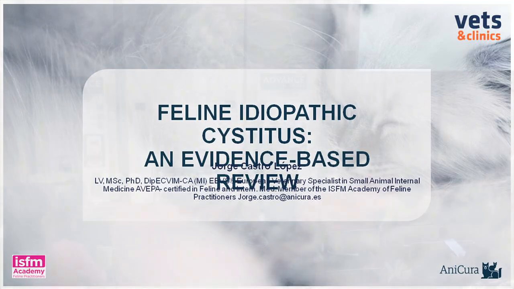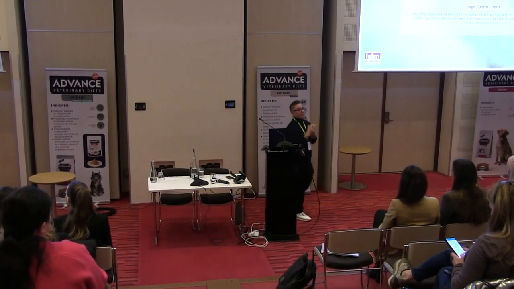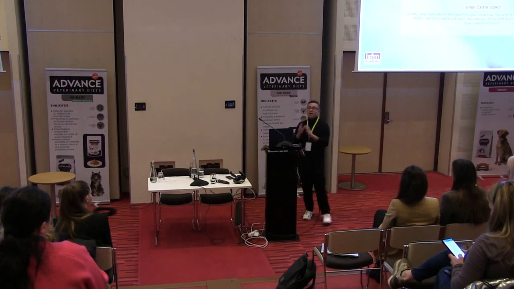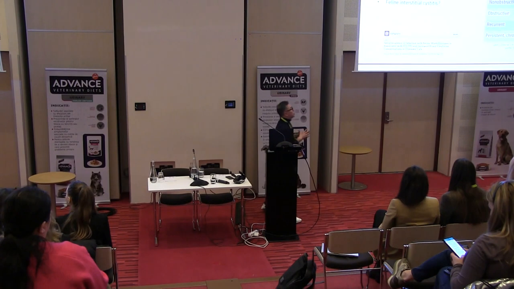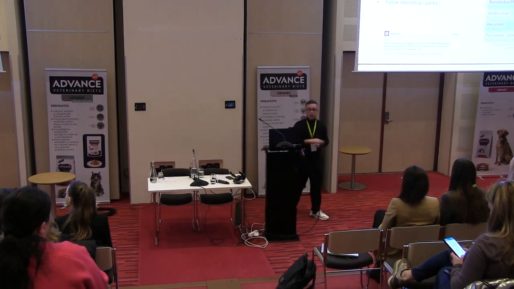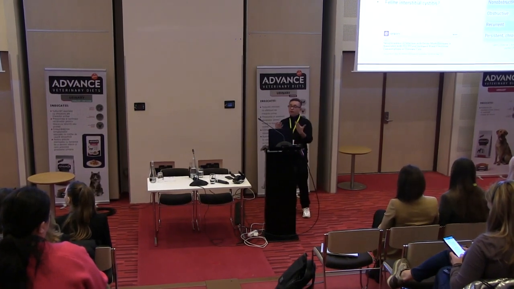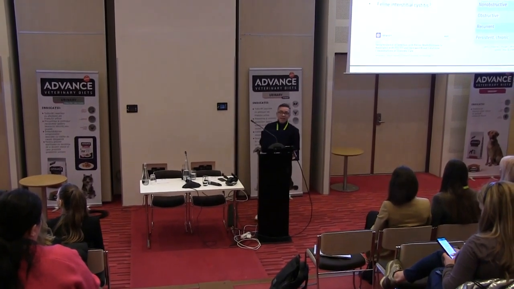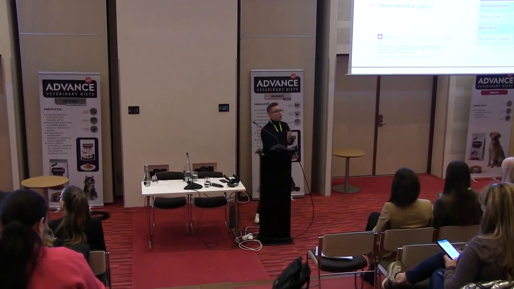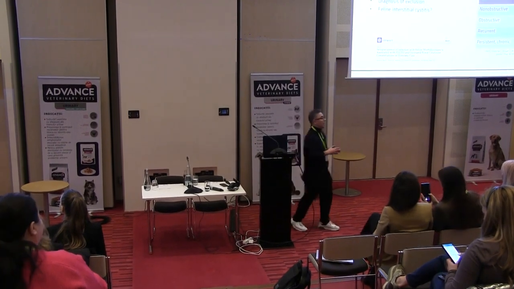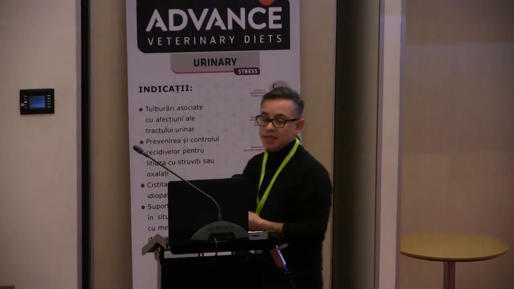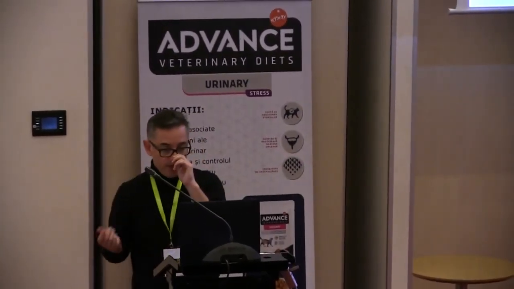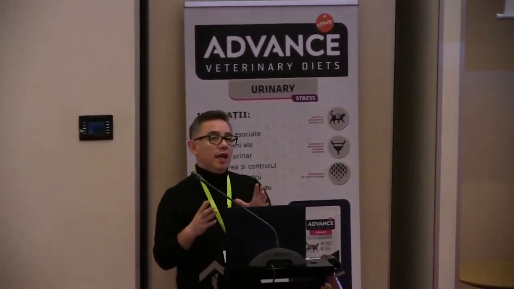We're going to review a little bit what evidence exists about this disease, and mainly in the treatment. Etiology, as we know, is totally unknown, so for that reason we call it idiopathic, and this is the most common cause of FLUTD in cats, even more than 50% present this disease in comparison to other diseases. This disease can have two presentations.